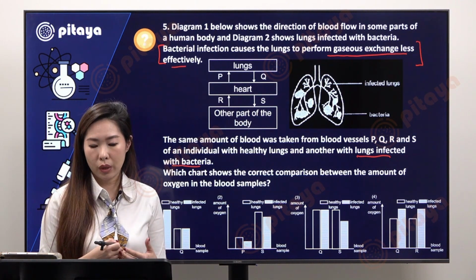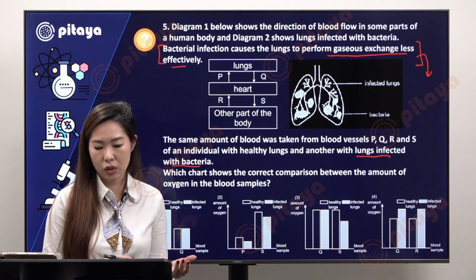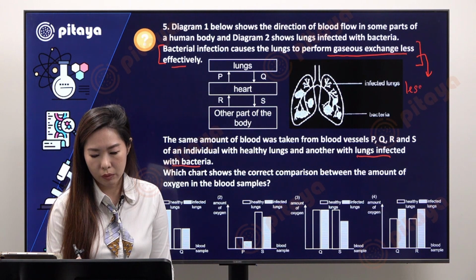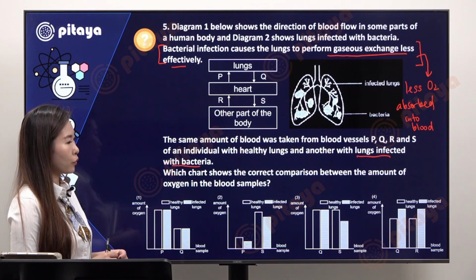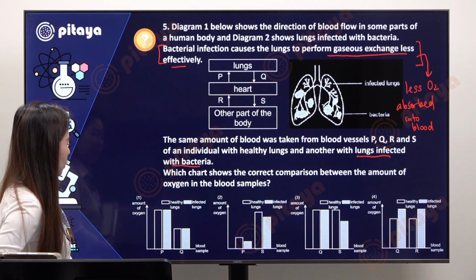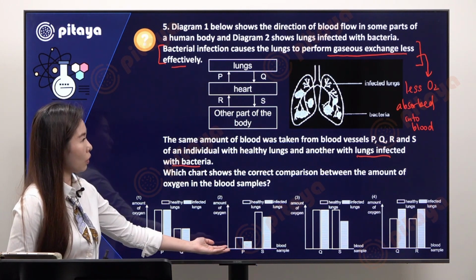So we can use this and infer how it affects gaseous exchange, or how it affects the human body. It will mean that there will be less oxygen that is absorbed into the blood. So we can use this information and find the right graph to show the amount of oxygen in the blood samples. This question can be a bit tricky because for all the options, they have different pairs of blood vessels that are compared.